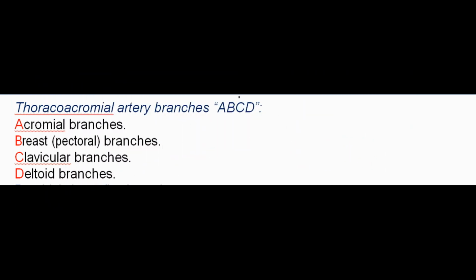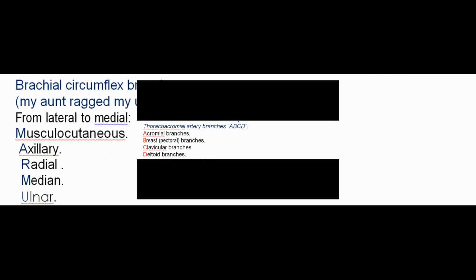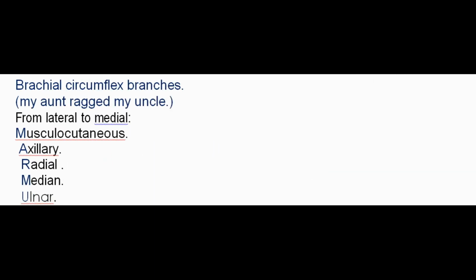Thoracoacromial artery branches, ABCD: acromial branches, breast (pectoral) branches, clavicular branches, deltoid branches. Brachial plexus terminal nerves mnemonic: my aunt ragged my uncle.